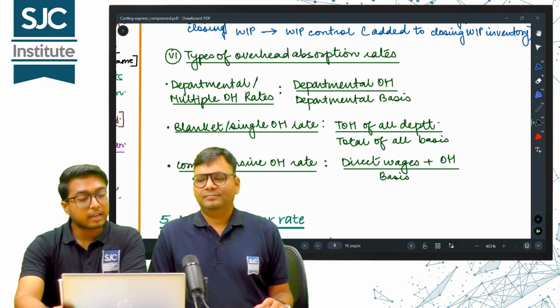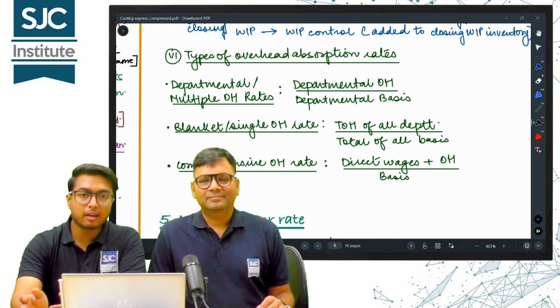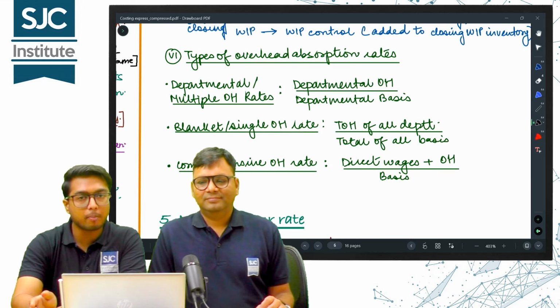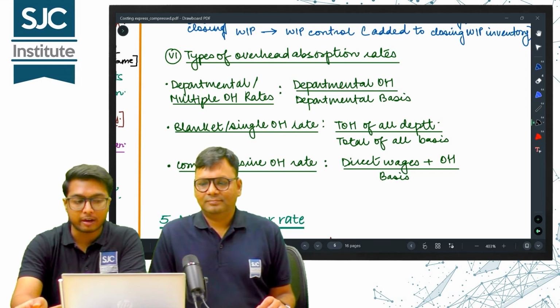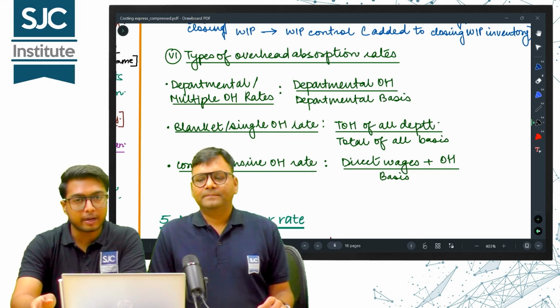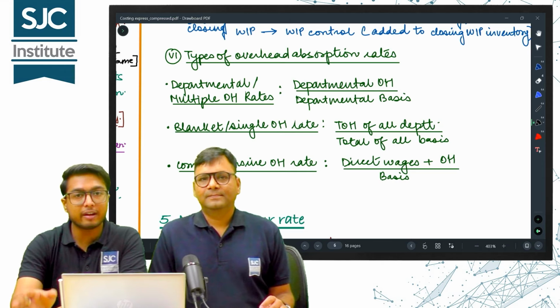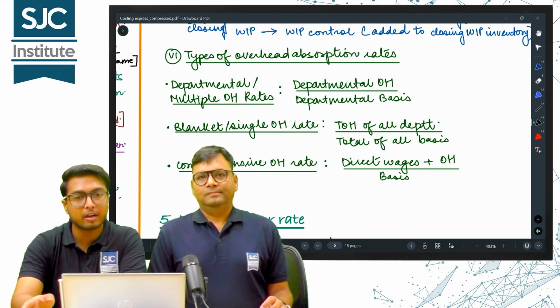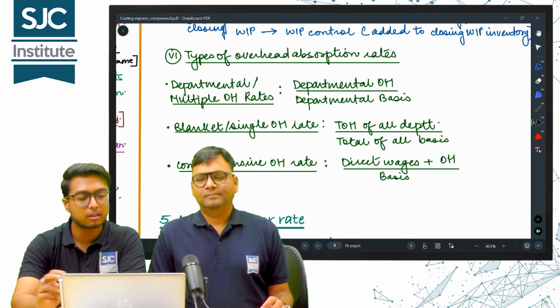Moving on, types of overhead absorption rates. There are three types of overhead absorption rates. The first one is departmental or multiple overhead rate, second blanket or single overhead rate, and third one is comprehensive overhead rate. If we talk about the departmental or multiple overhead rate, it is computed for each department. The formula here is departmental overhead divided by departmental basis.